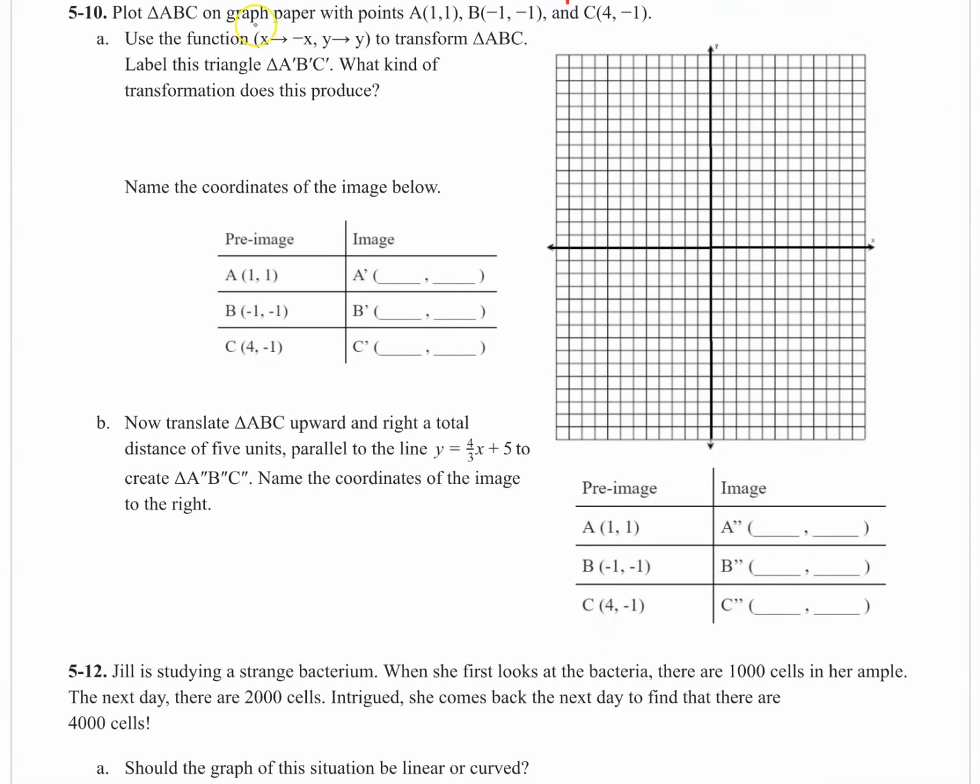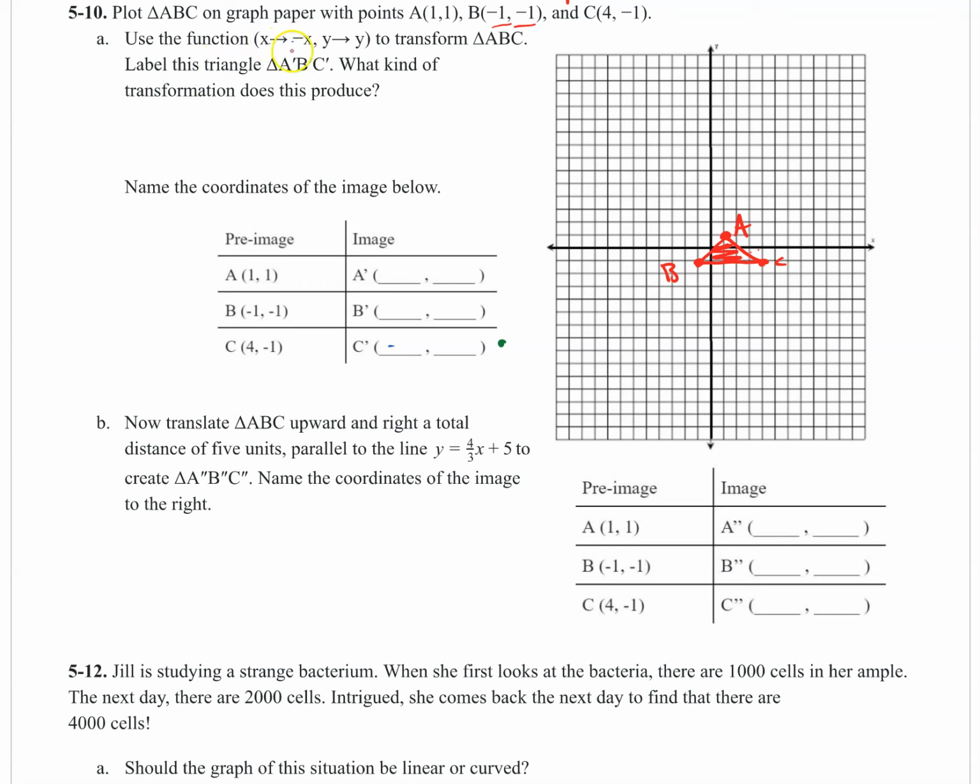5-10. Plot triangle ABC on graph paper with points A, 1, 1, B, -1, -1. Oops, that's -1, -1. So B is down here, left 1, down 1, -1, -1. And then C is 4, -1. So there's our triangle.